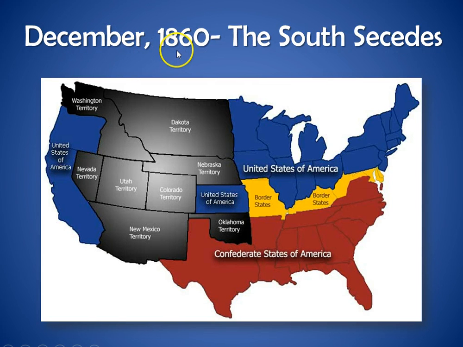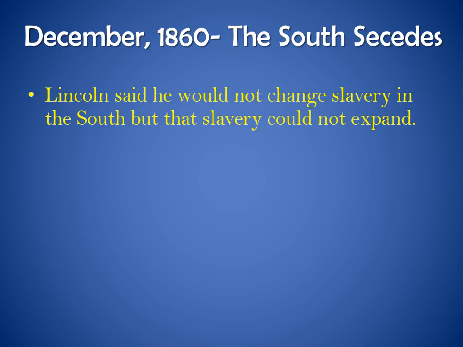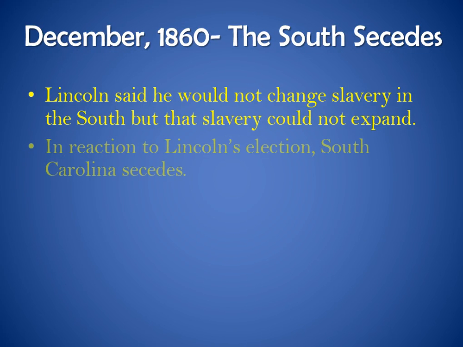Because of the Lincoln election, finally in December 1860, South Carolina secedes from the Union. They formally state that they are no longer part of the United States. Lincoln said he would not change slavery in the South, but that slavery could not expand. In reaction to Lincoln's election, South Carolina secedes. That means they formally declare they are no longer part of the United States or the Union.